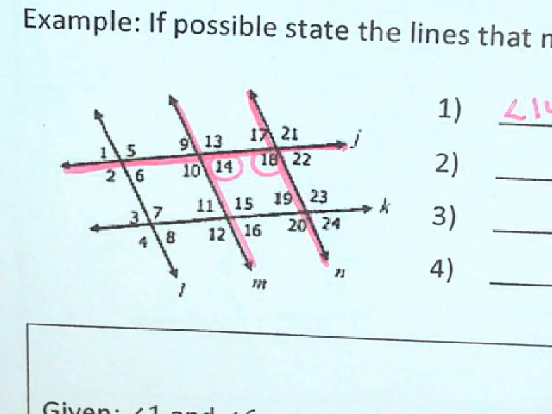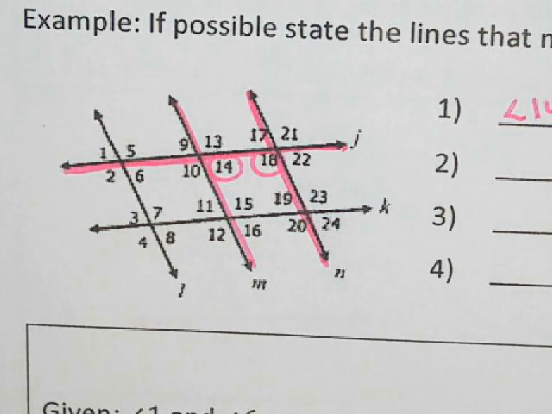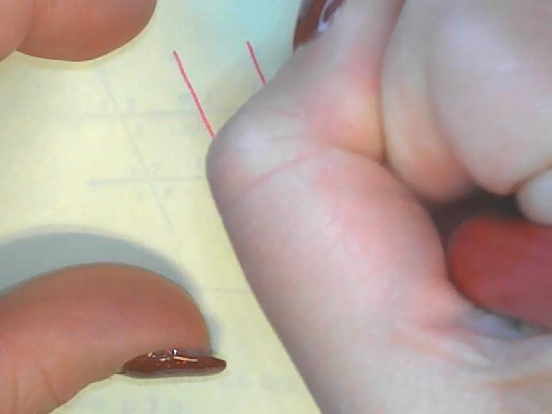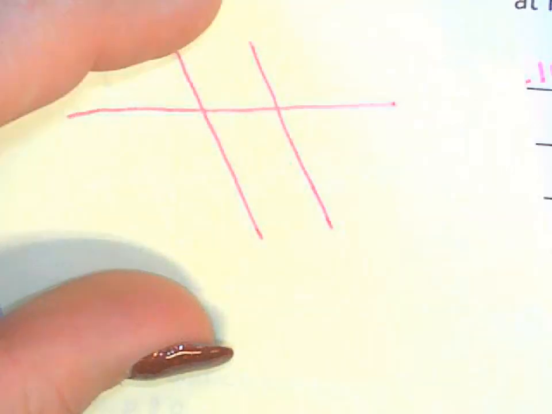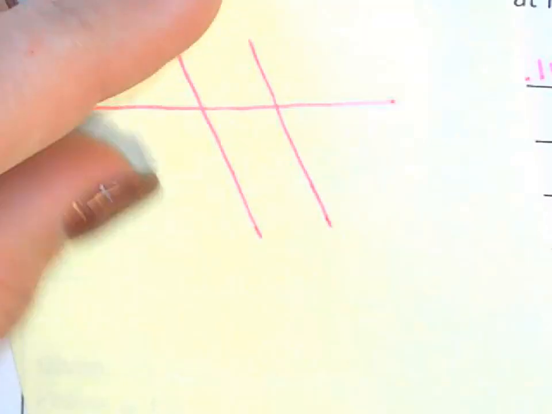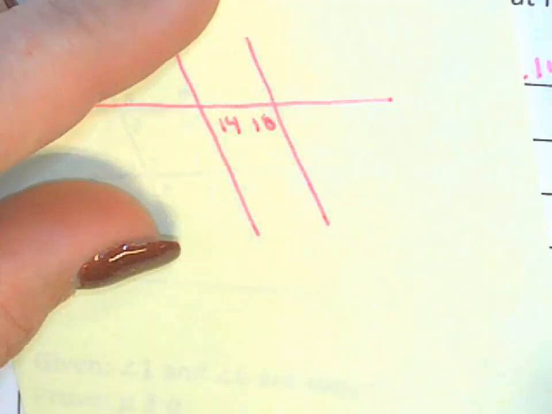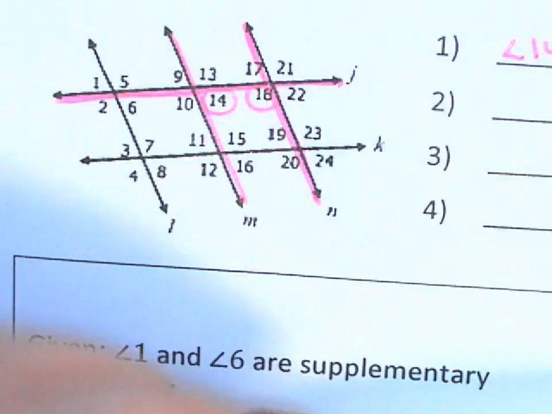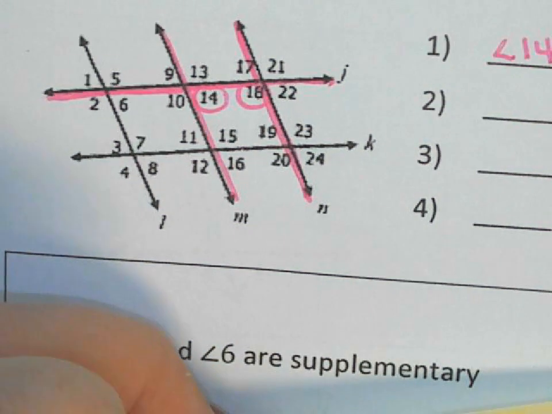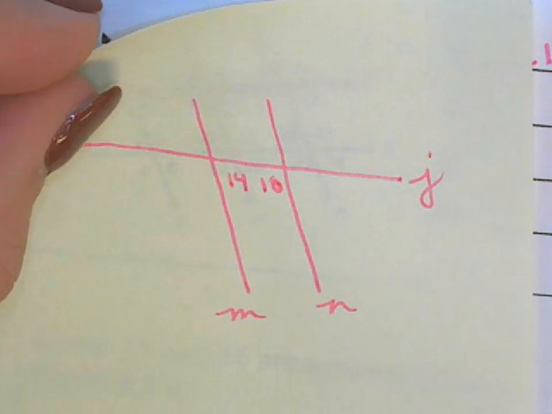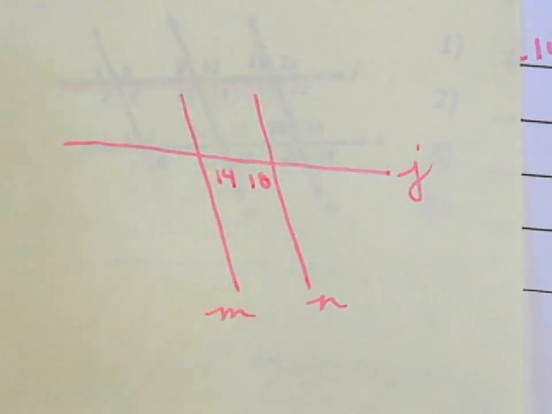Okay, and that's where I was saying if we had patty paper, which I wish I knew where mine was, this would help because what you can do is we can kind of zoom in on this. This is 14, this is 18. So this is what we're looking at. This is what we're working with. This is M, this is N, this is J. And then sometimes that's a little bit easier to look at the two lines in the transversal than looking at the whole big picture. Okay?